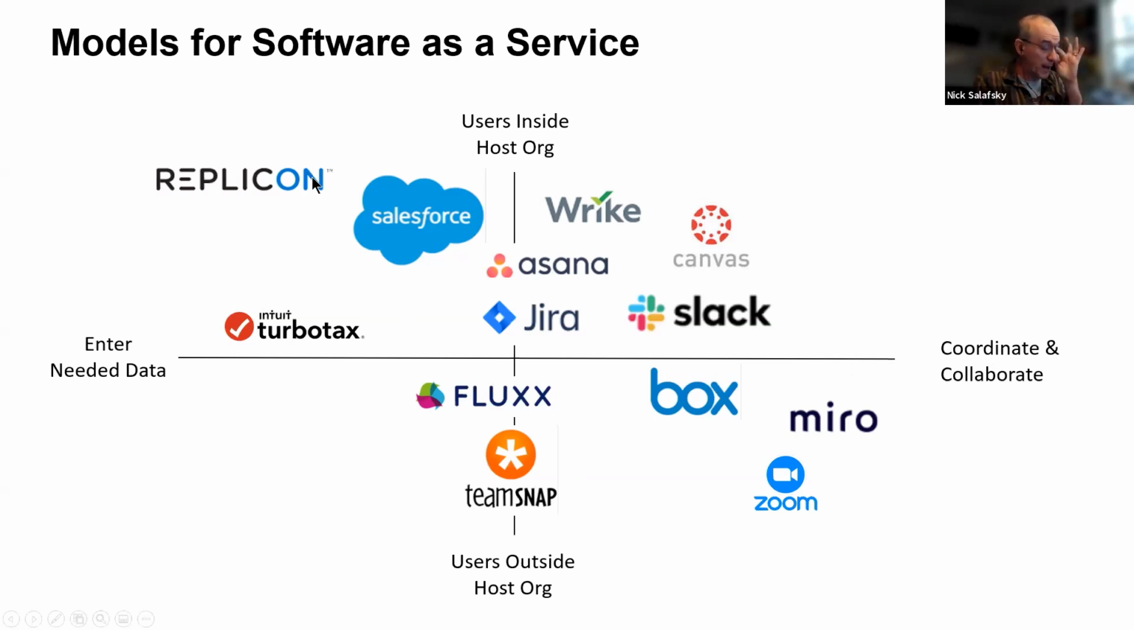So as an example, Replicon, which is our time tracking project software, is only for people who work for FOS. And if I hire a new FOS staff member, I'm willing to buy them a new seat. I'm willing to pay for a seat because I need them to fill out their timesheets. And so there's incentive for me to pay Replicon for each additional person that I hire.